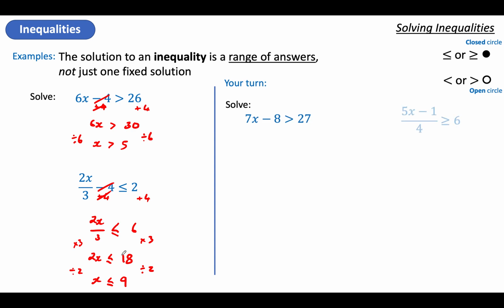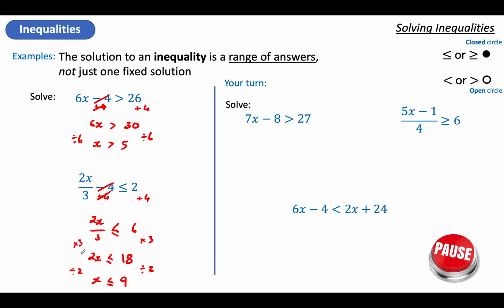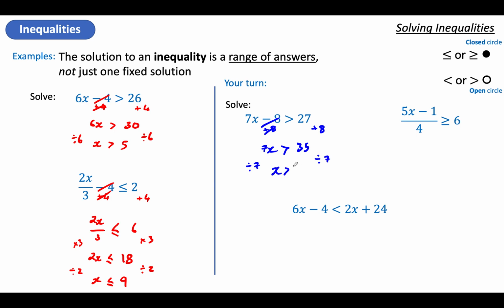Right, your turn then. Press pause and unpause when you are done. Okay, you are done. So let's have a look here. Let's add 8 to both sides. So the left-hand side is 7x, and the right-hand side is 35. And put in the greater than sign, just like the question. Then we'll divide by 7 to get x is greater than 5.